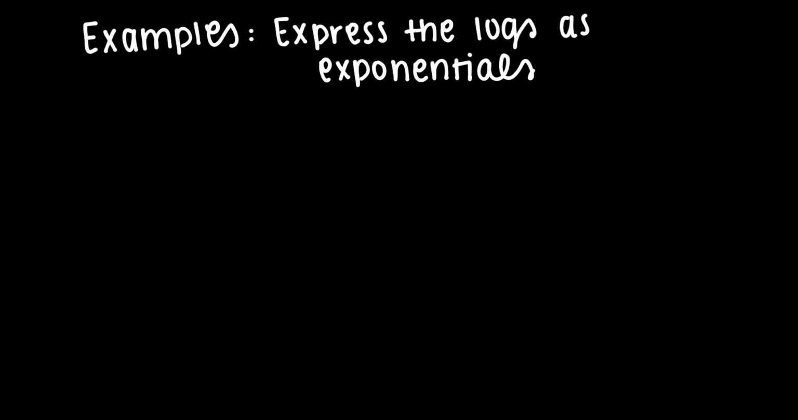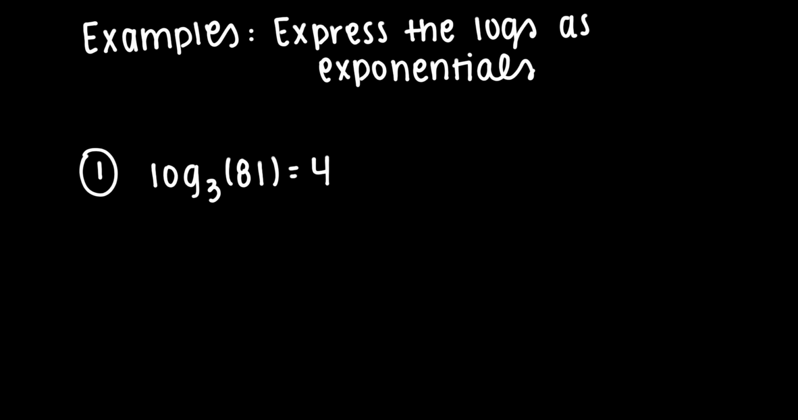You're going to try some on your own. In these 4 examples, I'm asking you to express the logs as exponentials. So we're going from logarithmic form to exponential form. Our first example reads, log base 3 of 81 is equal to 4. I'm asking you to go from log form to exponential, so your final answer should not have any logs in it.